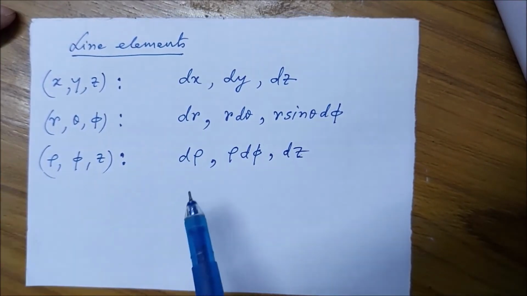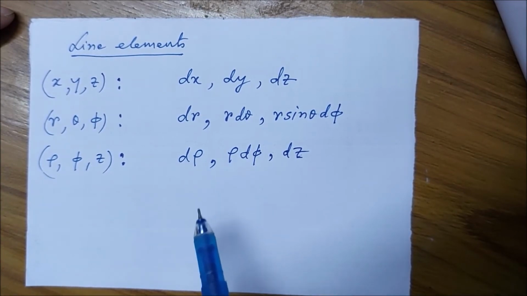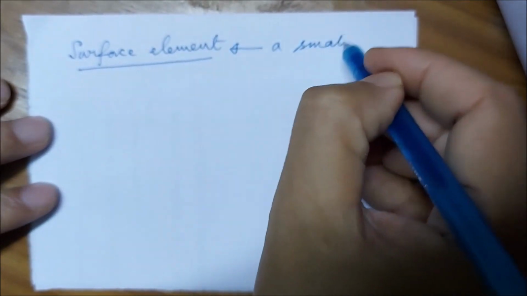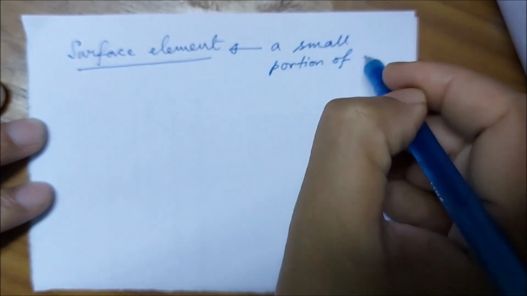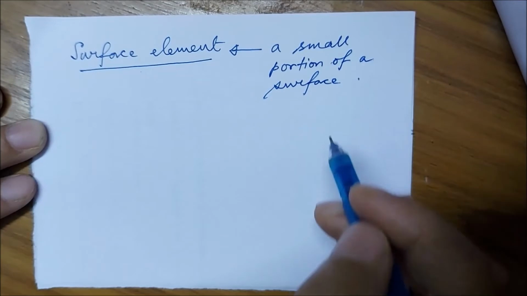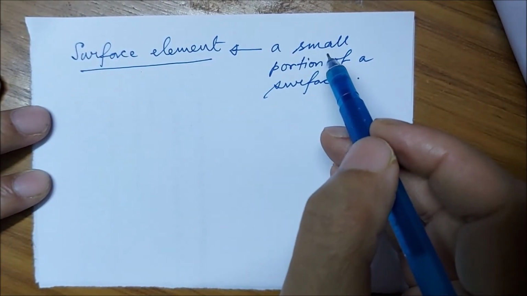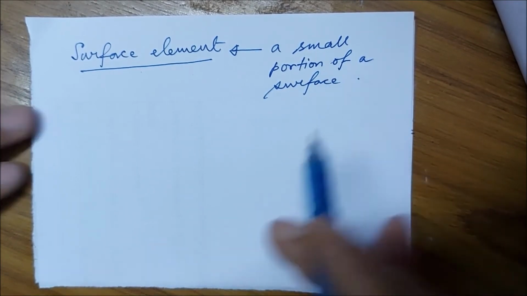And the surface elements or the area elements are vector quantities. So we have to also indicate their directions. Surface element is a small portion of a surface, and as mentioned earlier, small means infinitely small. Small means infinitesimally small as we please.